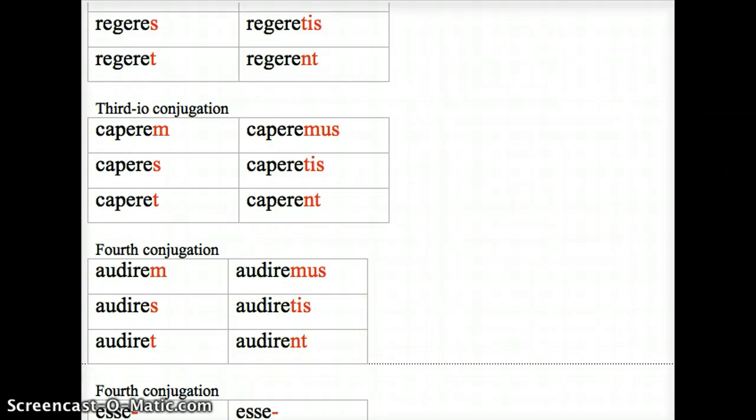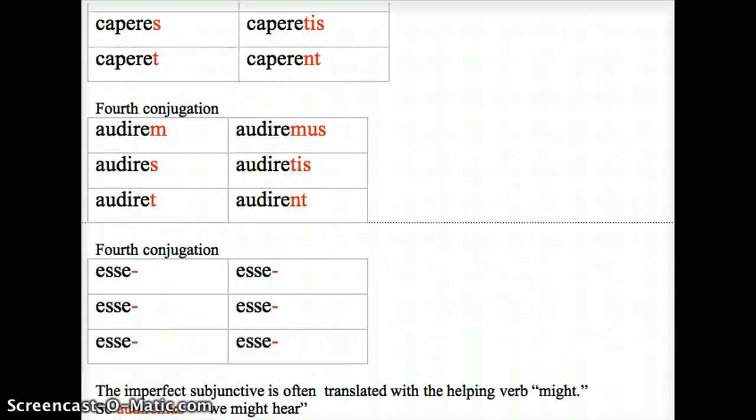The indicative of this would be bam, bas, bat. In the subjunctive, we go infinitive plus ending. This still works for the verb to be. The irregular verb to be. The infinitive of that is going to be esse. The subjunctive is going to be, guess what? Essem, and all the way through. Esses, esset, essemus, essetis, and essent. The imperfect subjunctive we often translate with the helping verb might. So audiremus, under some circumstances, would be we might hear.